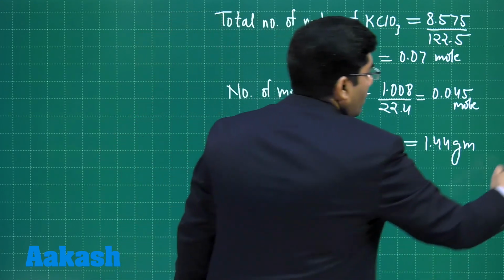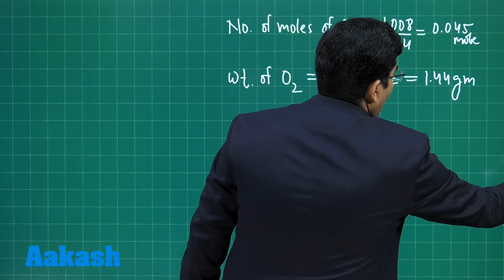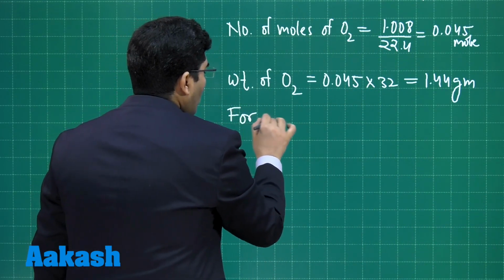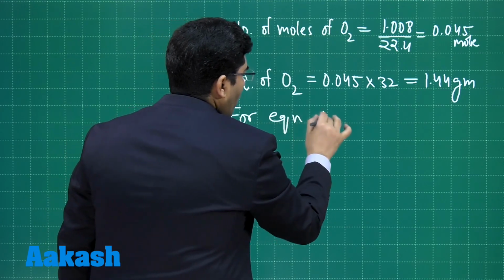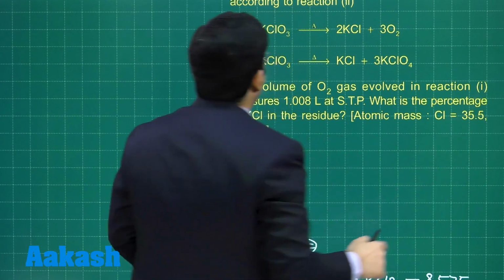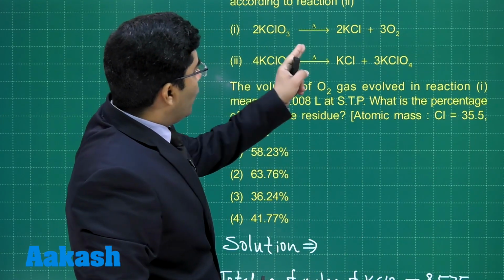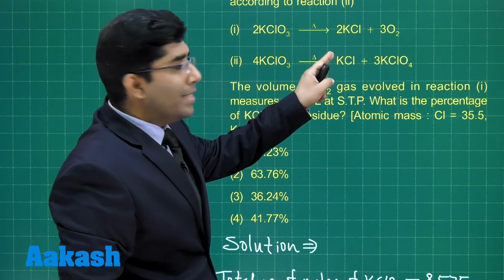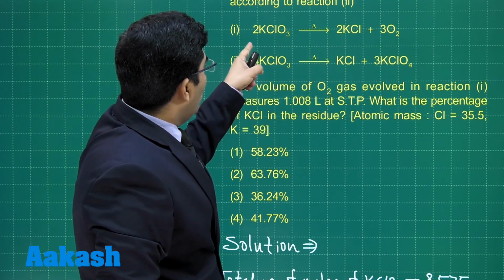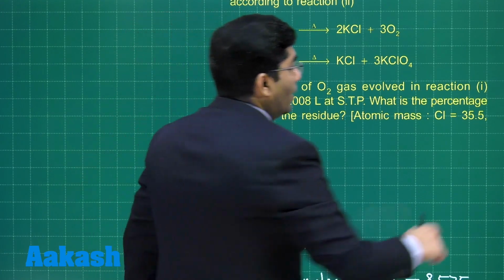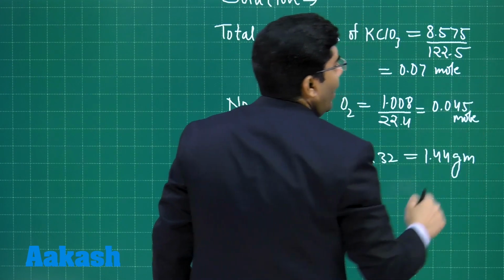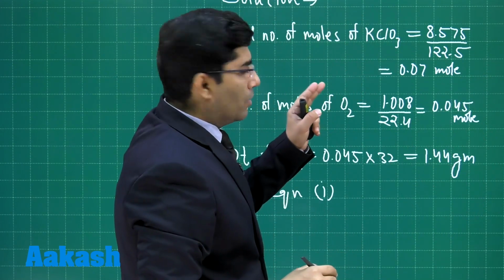Now for equation number 1, we are talking about 2KClO3 gives 2KCl plus 3O2, meaning when we get 3 moles of oxygen, we require 2 moles of KClO3, but in this case we are getting 0.045 moles of oxygen, right?